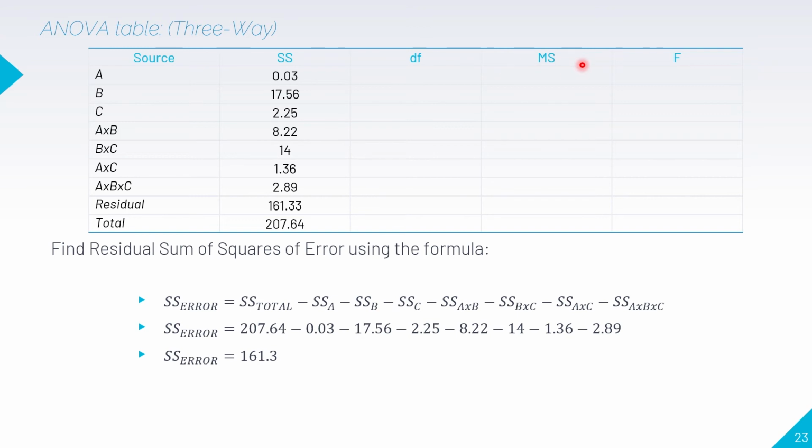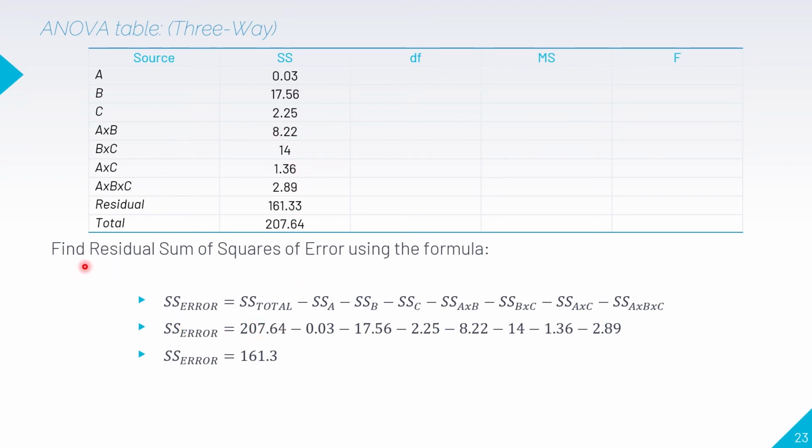So now we can put our ANOVA table in our three-way ANOVA, which also has the source, the SS, the DF, the MS, and the F. In this case we have many sources: the A, the B, the C, the A by B, B by C, A by C, A by B by C, the residual, and the total. We already computed our SS earlier, so we just put it here, in which A is 0.03, our B is 17.56, the sum of squares of our C is 2.25, the A by B is 8.22, and so on.